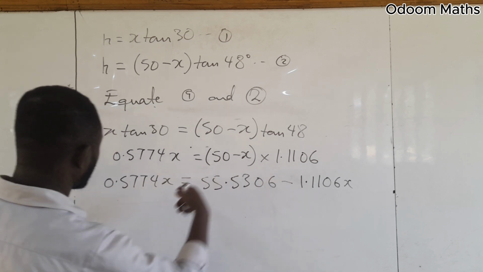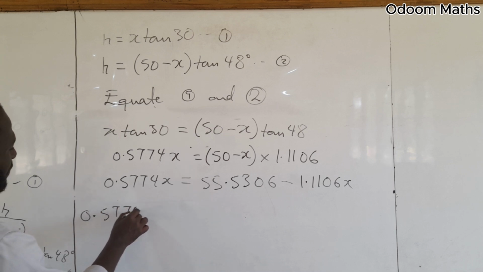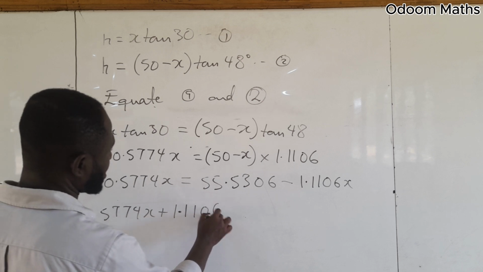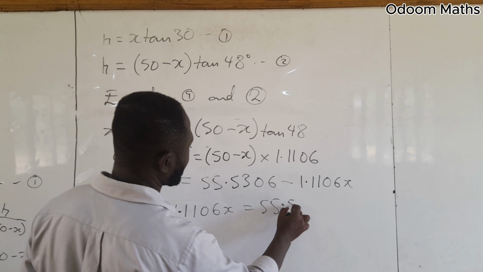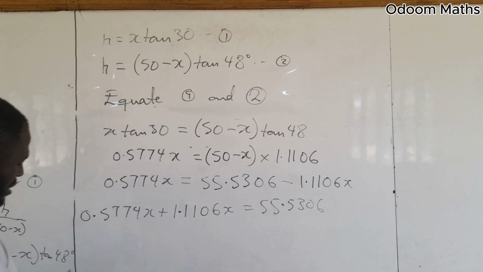So let me bring this one in. So 0.5x times 774x plus 1.1106x, and that is going to give us 55.5306. Okay, now we can do some addition here.